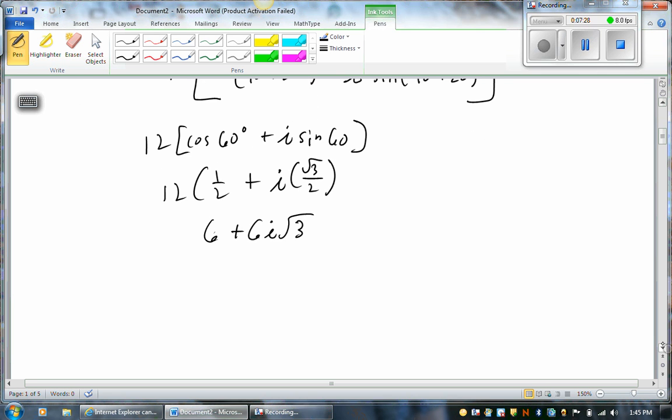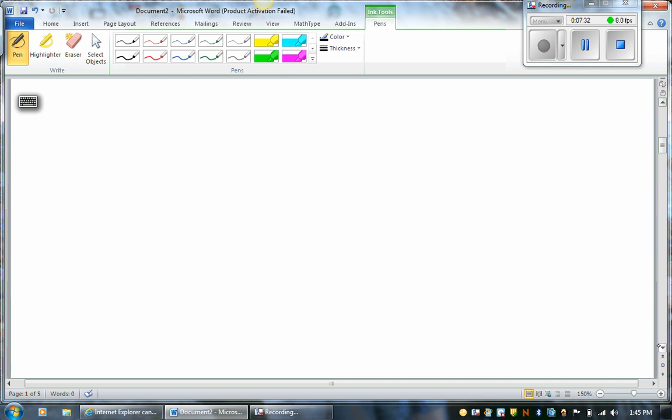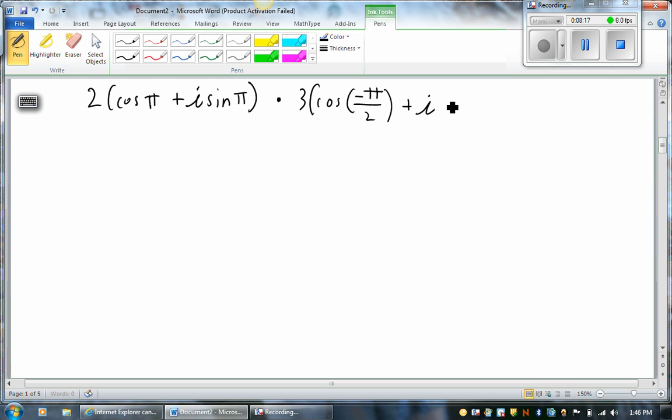Okay, let's try one more example of these. So we want to multiply together 2 times the cosine of pi plus i sine pi times 3 times the cos of negative pi over 2 plus i times the sine of negative pi over 2.